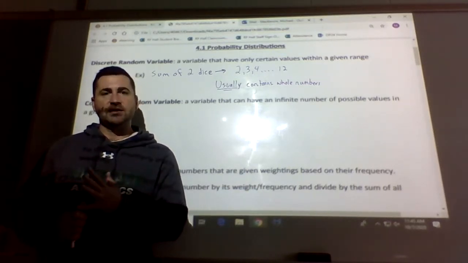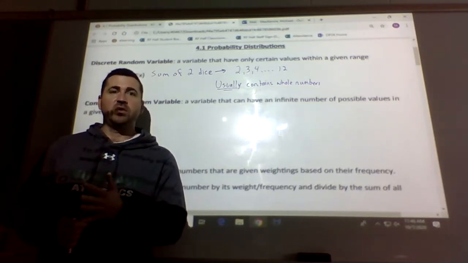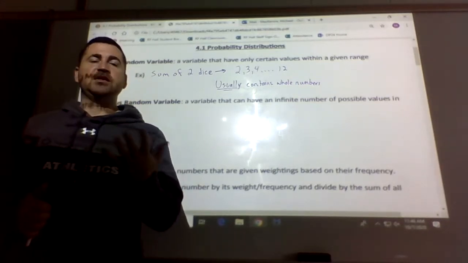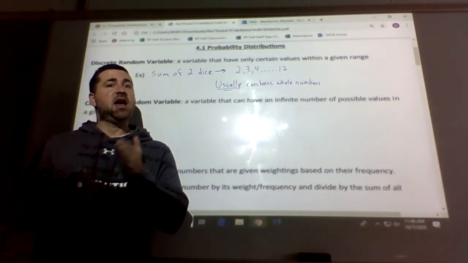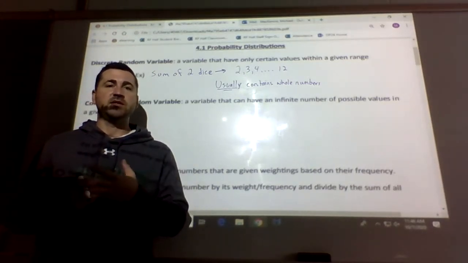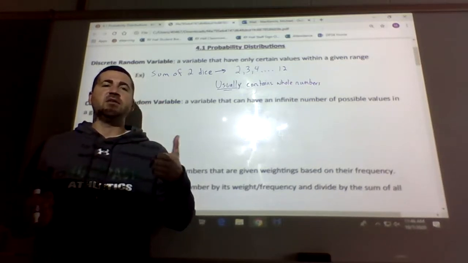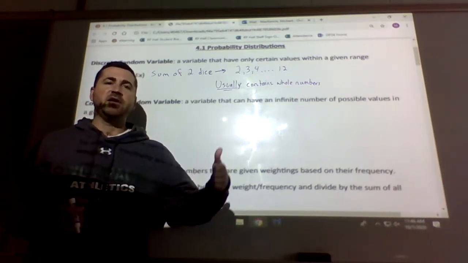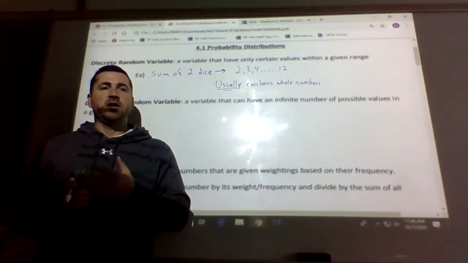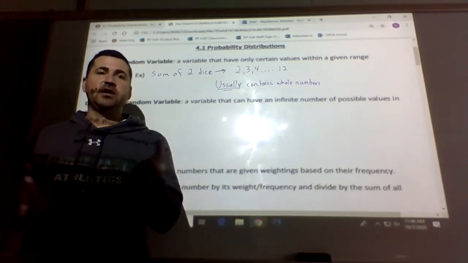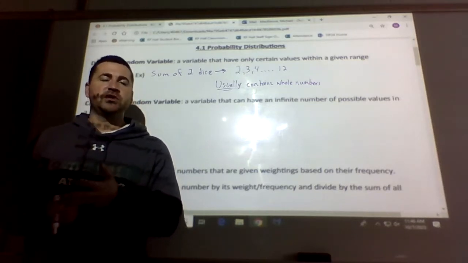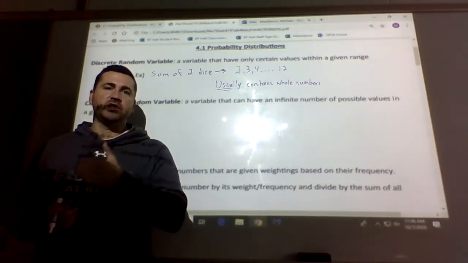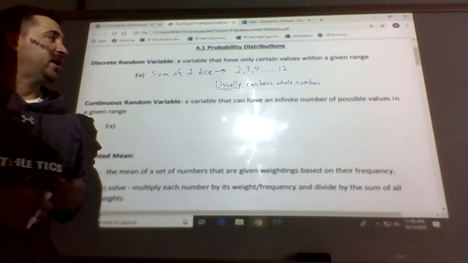There are instances where it could be a decimal. For example, your shoe size. There we actually have half sizes as well. If you're a size 7, you can have a size 7.5, an 8, an 8.5, and 9. But it is still discrete because you can't have an 8.25 or 8.75 shoe size. It doesn't happen. There are only certain ones you can have.